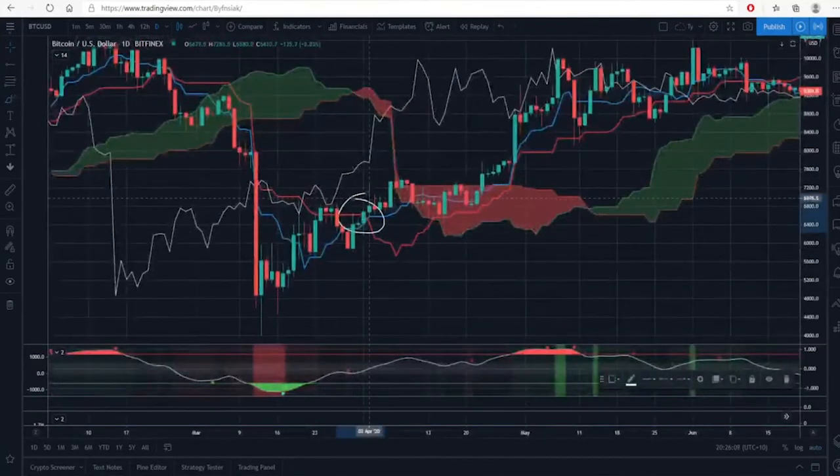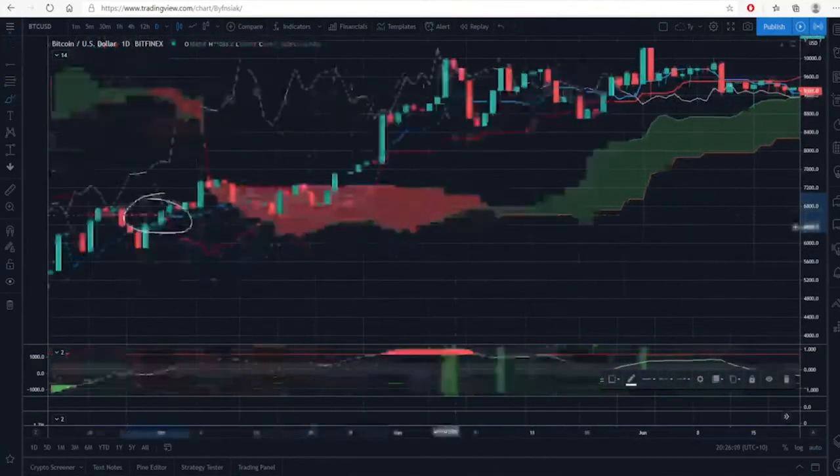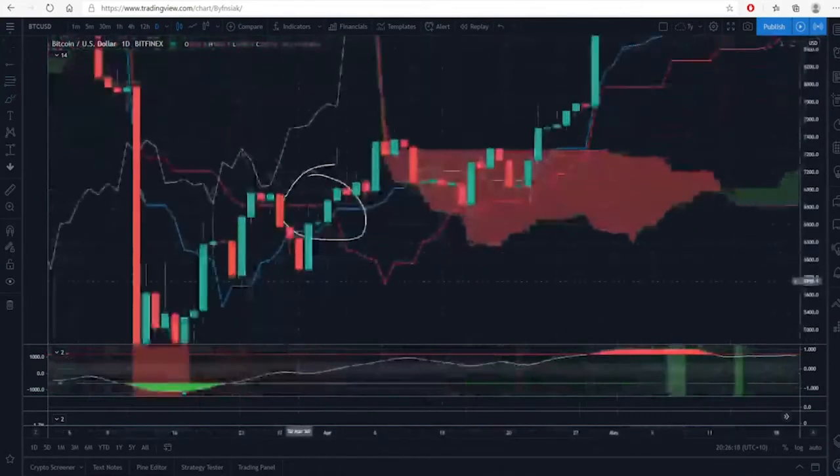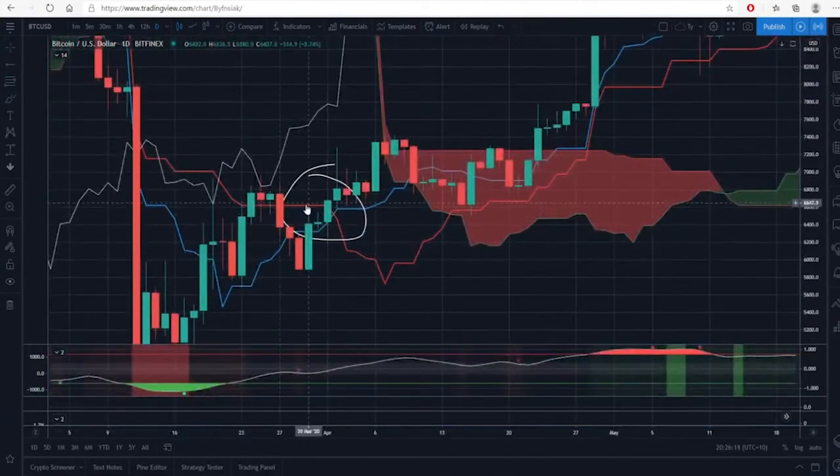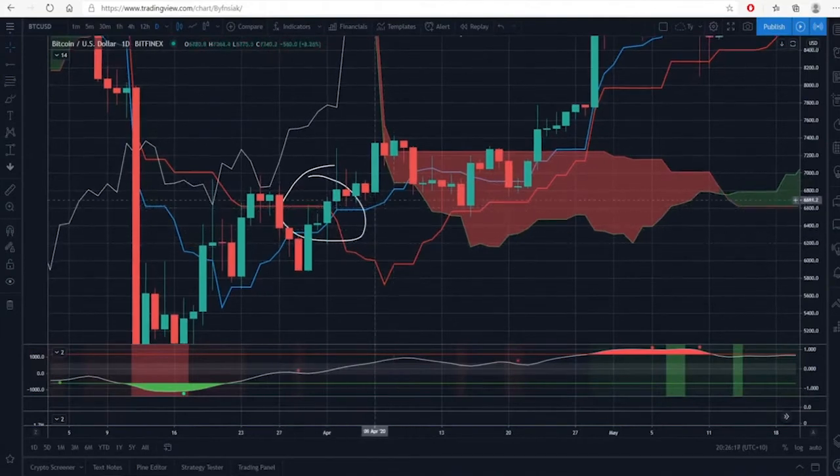So here we are. This is a bullish TK cross. This is when our signal line, if you will, has crossed up above our conversion line. Our faster moving average is crossing up above our slower moving average. And that's what's called a TK cross.